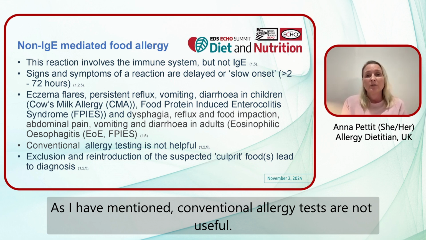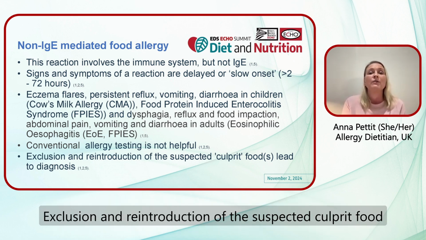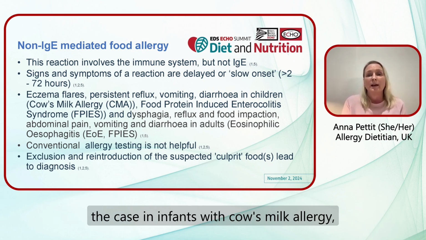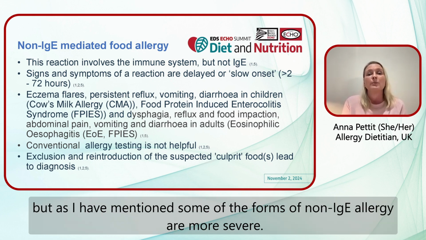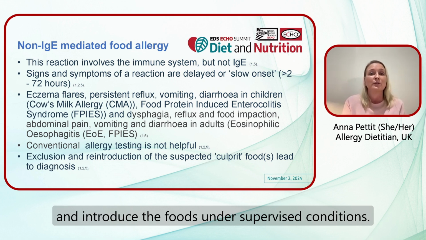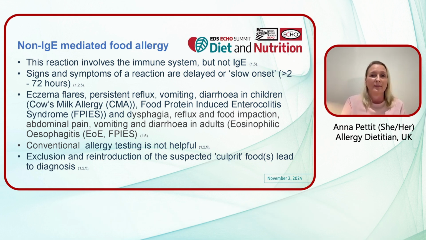So as I've mentioned, conventional allergy tests are not useful. Exclusion and reintroduction of the suspected culprit food can aid the diagnosis. And this is usually the case in infants with cow's milk allergy, but as I've mentioned, some of the forms of non-IgE allergy are more severe. So we may need to bring these people into hospital and introduce the foods under supervised conditions.